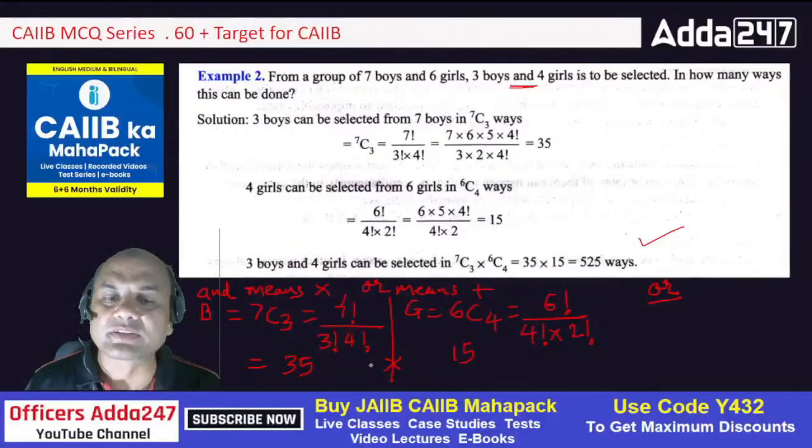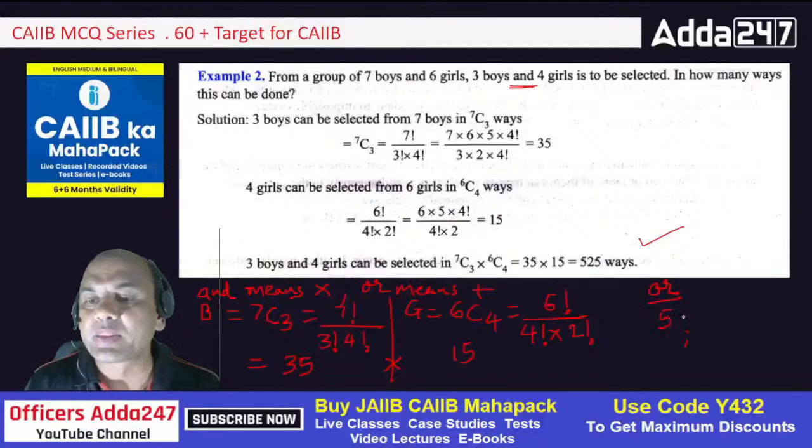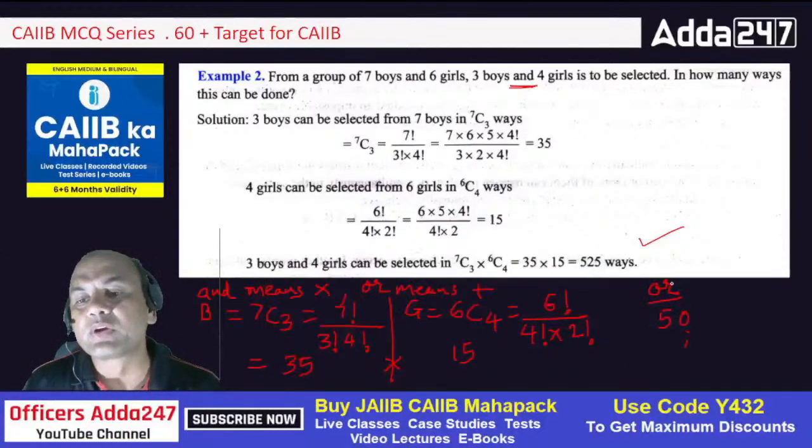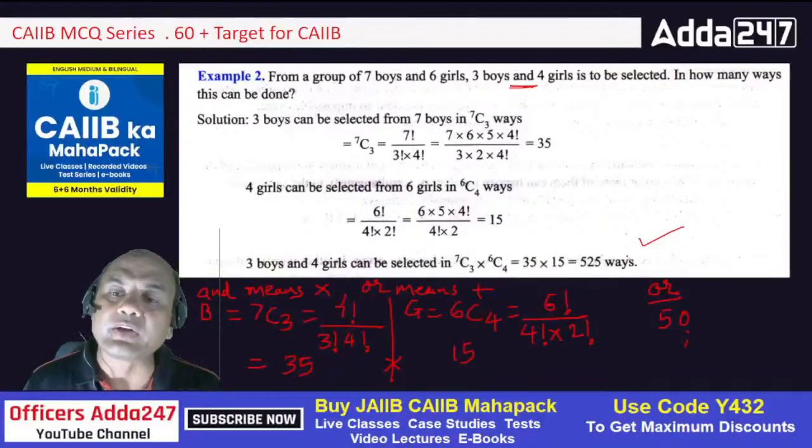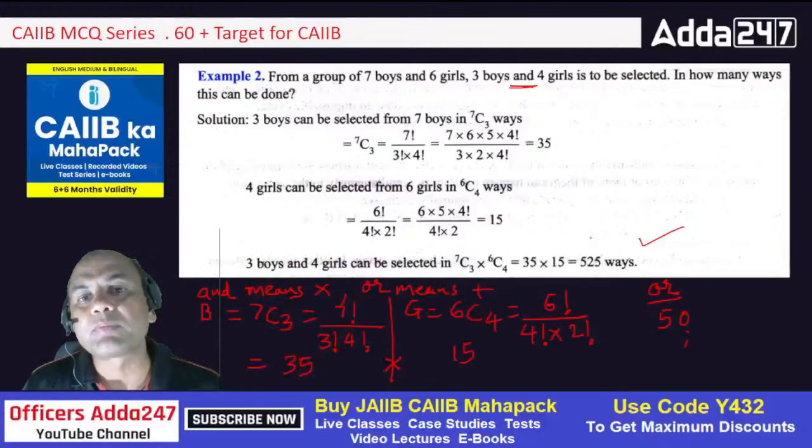Or means plus. So it will be 35 plus 15, so it is 50 ways. If the problem comes with or, you have to do it 50 ways. If the problem comes with and, you have to do it 525 ways. So and means multiply, or means plus.